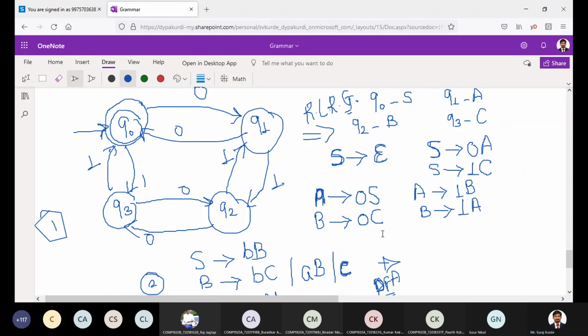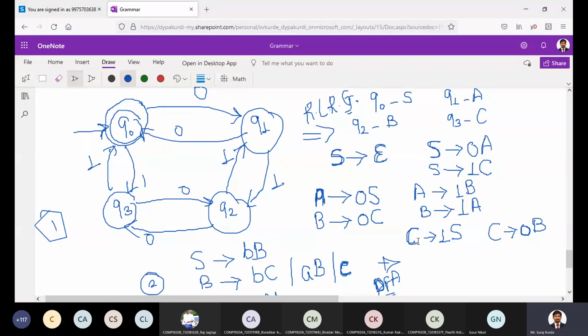Then from capital C, that is Q3, the outgoing transition on input 1 goes to Q naught, which is renamed as S. From Q3 on input 0, the next state is Q2, which is renamed as B. Okay.